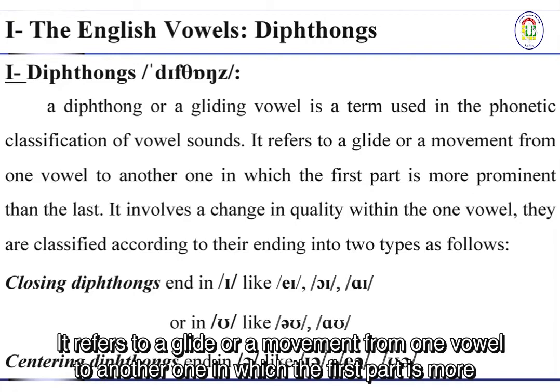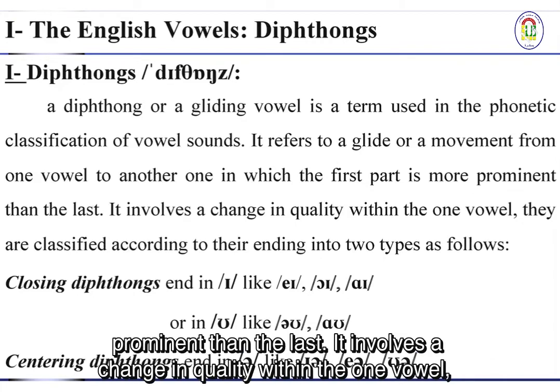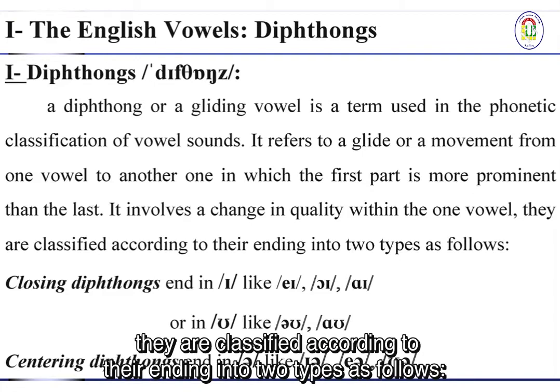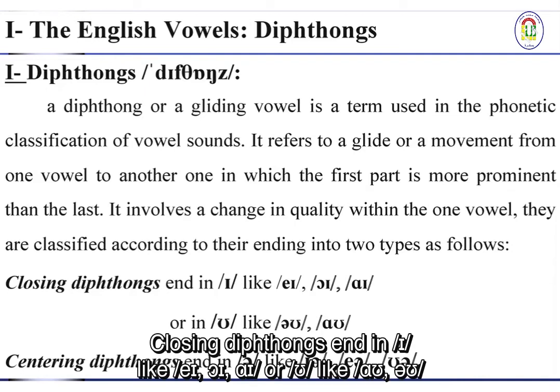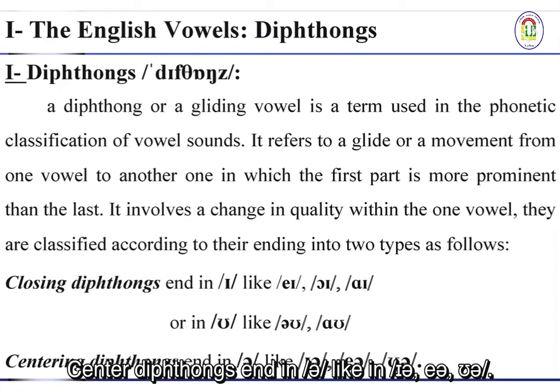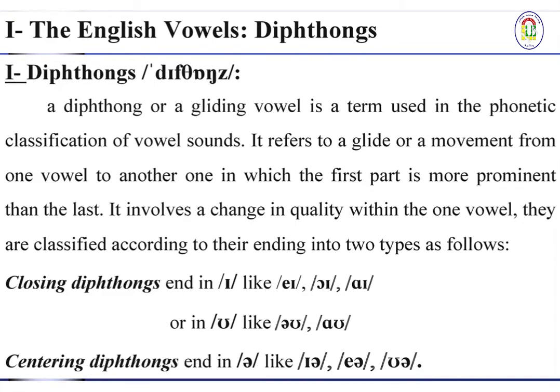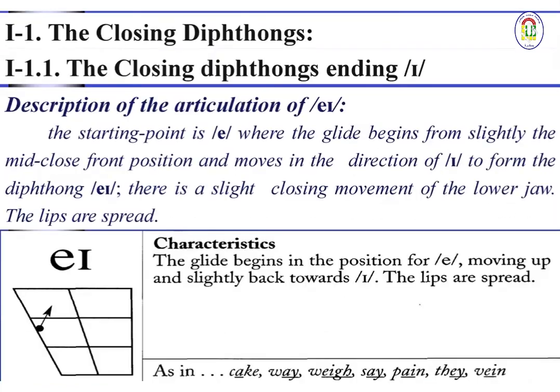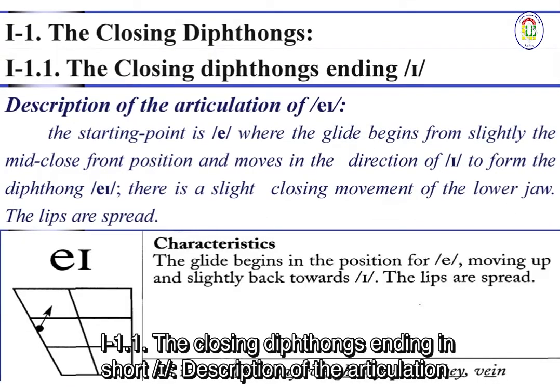A diphthong or a gliding vowel is a term used in the phonetic classification of vowel sounds. It refers to a glide or a movement from one vowel to another, one in which the first part is more prominent than the last. It involves a change in quality within the one vowel. They are classified according to their ending into 2 types as follows: closing diphthongs end in E, like A, Oi, I, or in U, like O and Ow. Centering diphthongs end in A, like in Ea, Ua.